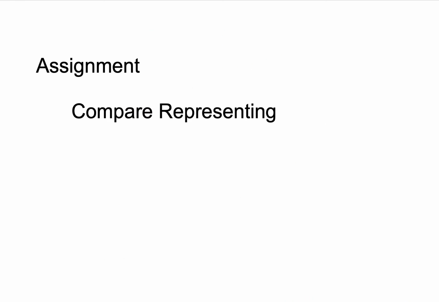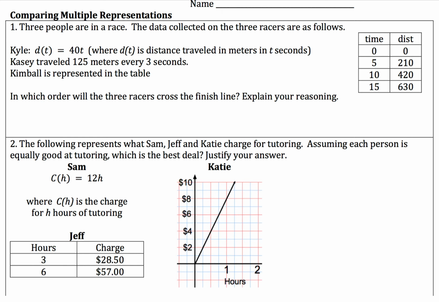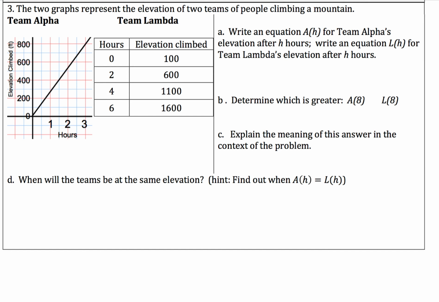Okay, in the assignment that goes with this video, you're comparing multiple representations. The first question, you're comparing 3 people in a race. One gives you an equation, one just gives you information so you can calculate the unit rate, and the others in the table. Put them in order of when they cross the finish line, first, second, and third place. 2, you want to find out which one's the best deal for tutoring. You assume all are equally good at tutoring.